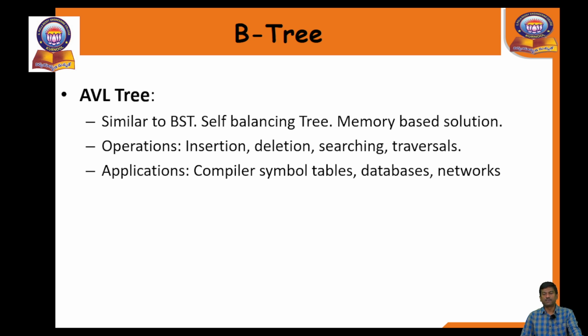Similarly, coming to the AVL tree, it is quite similar to the BST, that is the binary search tree, where it is a self-balancing tree, as we have learned what self-balancing means from the previous videos. To give a brief overview, a self-balancing tree is a tree where, upon adding new nodes and deleting nodes, if the tree becomes unbalanced, you have to convert the unbalanced tree to a balanced tree by performing certain rotations.